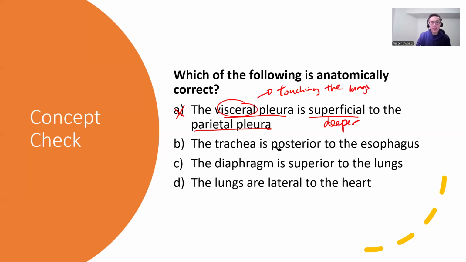The trachea is posterior to the esophagus. That is not true. The trachea is in front of the esophagus, so that would be anterior, with a C-shaped ring around it. The diaphragm is superior to the lungs. Nope. The diaphragm is actually below the lungs, so that would be inferior. So the correct one is D, the lungs are lateral to the sides of the heart.